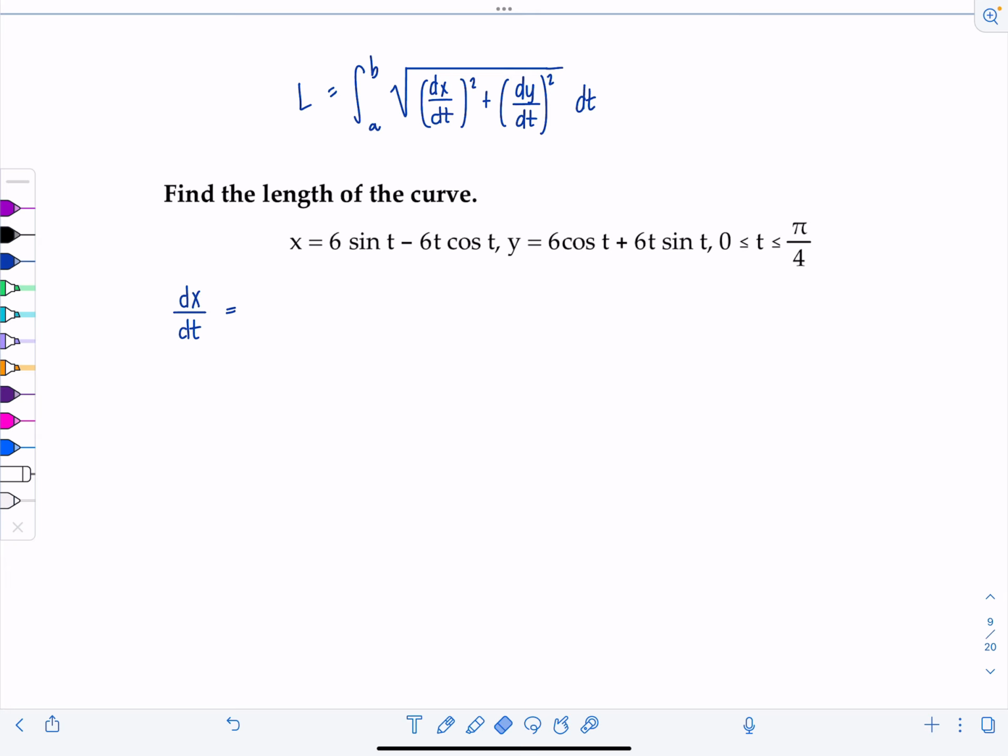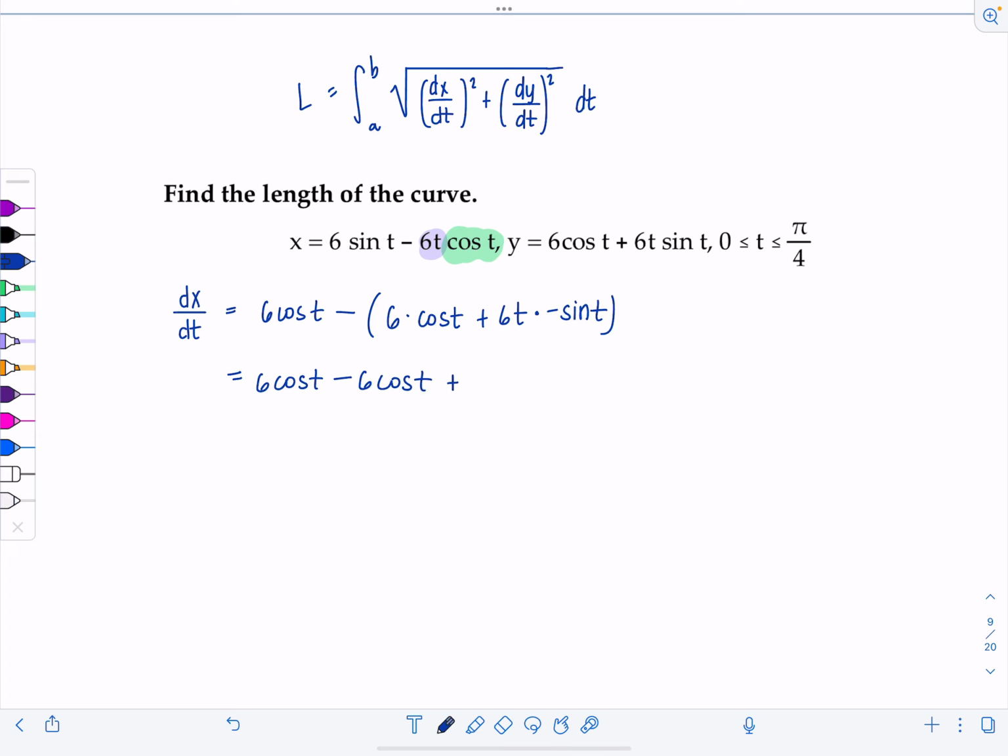Okay, derivative of 6 sine t, that's going to be 6 cosine t minus, and then look, we have to do product rule because we have 6t times cosine t. So derivative of 6t is 6, leave cosine t alone, plus leave 6t alone, derivative of cosine t is negative sine t. So we have 6 cosine t minus 6 cosine t plus 6t sine t. So dx/dt is just 6t sine t. Now let's get dy/dt.